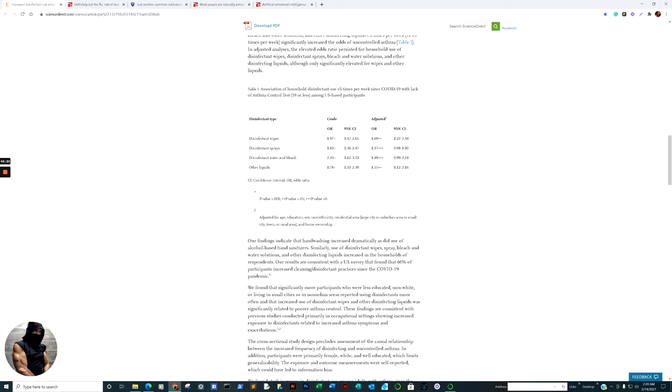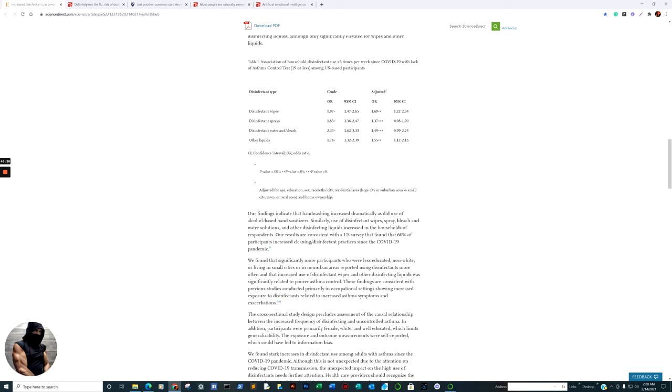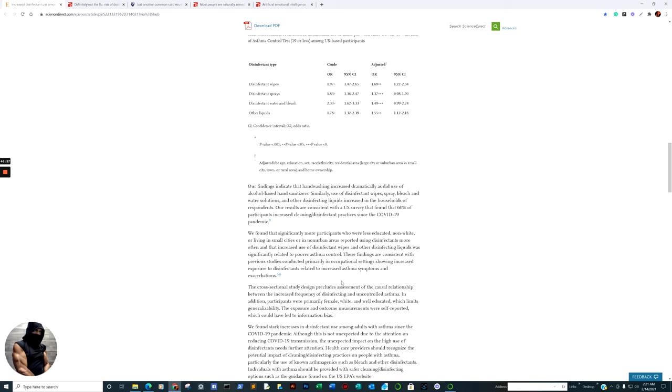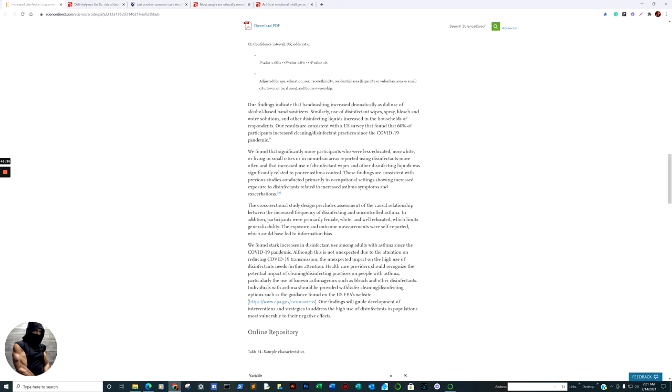Then also, let's see what they're saying here. Spray, bleach, increased. Again, just use cleaner ones. Apple cider vinegar and water work really well for a lot of people. Soap and water. Just things which are safer.